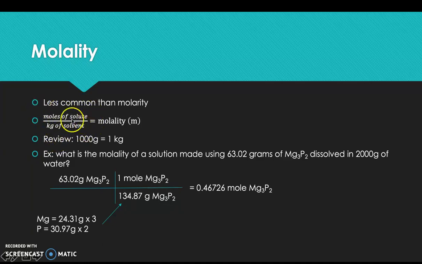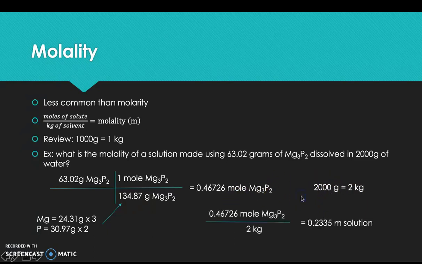Then I need to figure out my kilograms of solvent, because I figured out my moles of solute. So I have 2,000 grams of water. I know that 1,000 grams is equal to 1 kilogram, so 2,000 grams has to be equal to 2 kilograms. Now that I've got my top and bottom figured out, I plug them into my equation, do the math, and I get 0.2335 lowercase m solution. And if I were to say this out loud, I would say 0.2335 molal solution of magnesium phosphide.